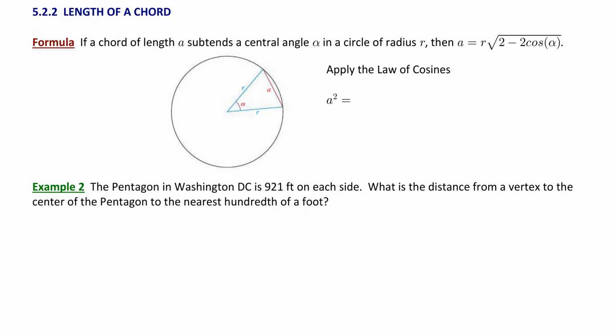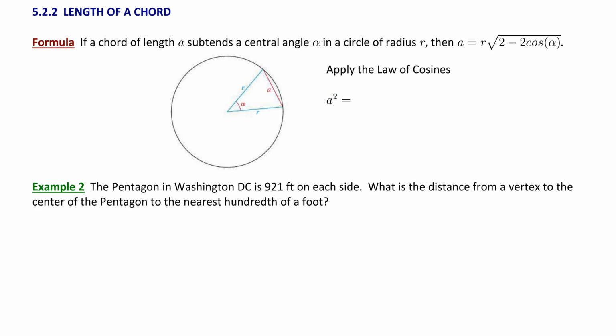The law of cosines yields an interesting result for geometry. That is, a formula for the length of a chord on a circle. Recall that a chord on a circle is simply a line segment with both endpoints on the circumference of the circle. If a chord of length A subtends a central angle alpha in a circle of radius r, then the length of the chord A is equal to r times the square root of 2 minus 2 cosine of alpha.